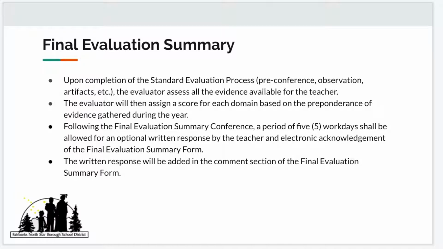Final evaluation summary meeting. Upon completion of the standard evaluation process, the evaluator will assess all the evidence available for the teacher. The evaluator will then assign a score for each domain based on the preponderance of evidence gathered during the year. Following the final evaluation summary conference, a period of 5 work days shall be allowed for an optional written response by the teacher and electronic acknowledgement of the final evaluation summary form. The written response will be added to the comments section of the final evaluation summary form.